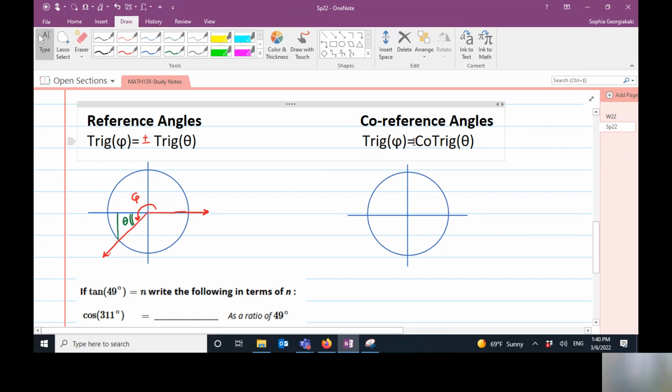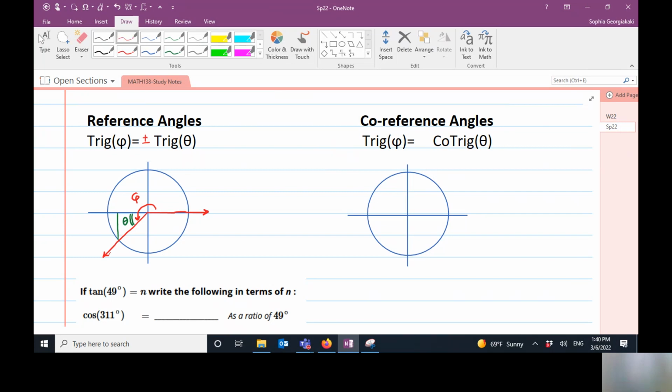So in a similar manner, a co-reference angle is the angle that your terminal side makes with the vertical axis now. So if I have, say, an angle phi, and let's assume again phi is in standard position. Let's assume that it is a second quadrant angle phi. Then the co-reference angle will be the acute angle made with the vertical axis. And in this particular case, this will be my theta. And it's made with the positive vertical axis.